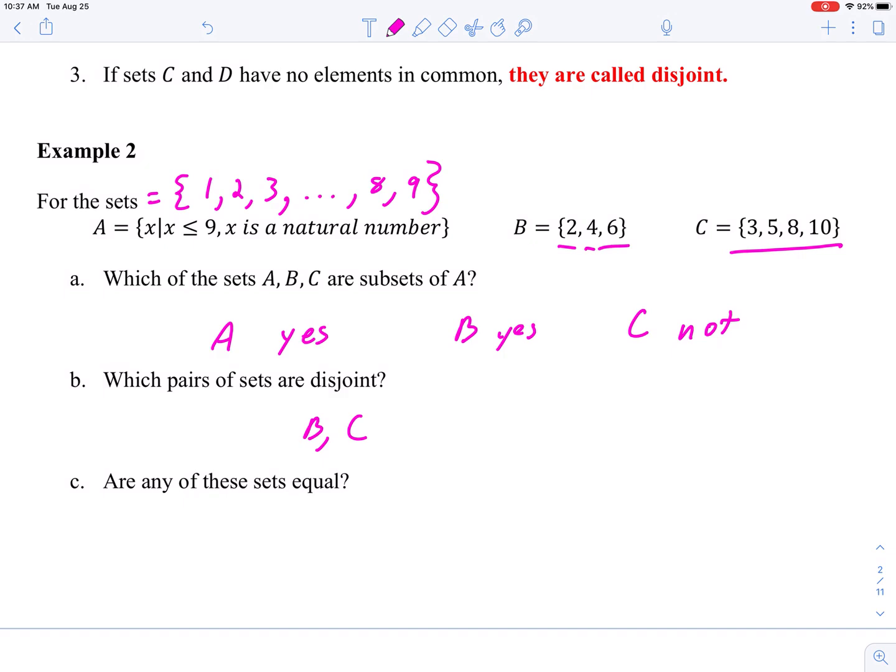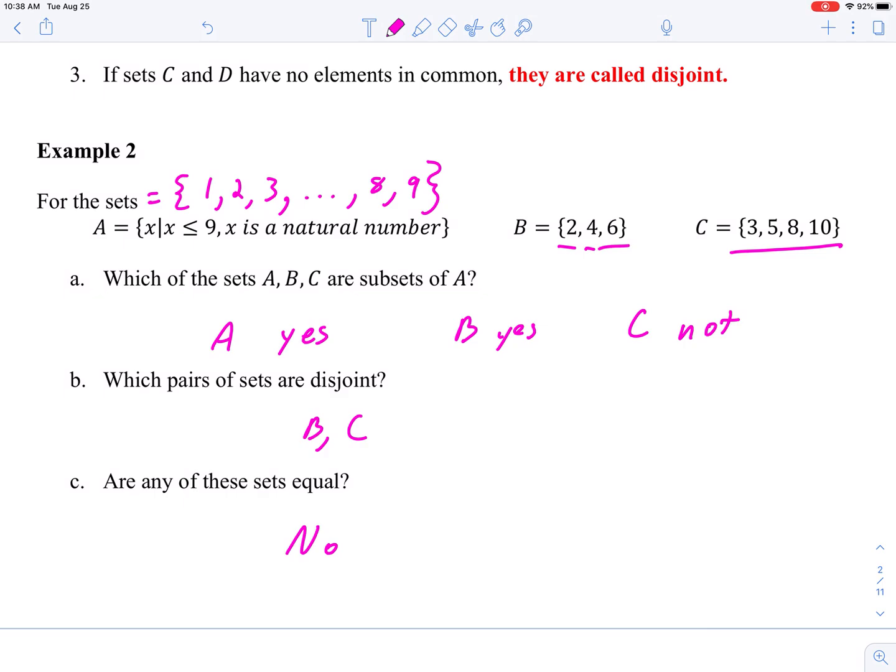Are any of these sets equal? Well, each set is equal to itself, but that's not what we're asking. Are A, B, or C any of those equal to each other? And the answer is no, because they don't have all of the exact same elements in each set.